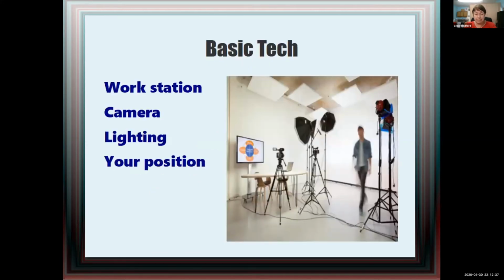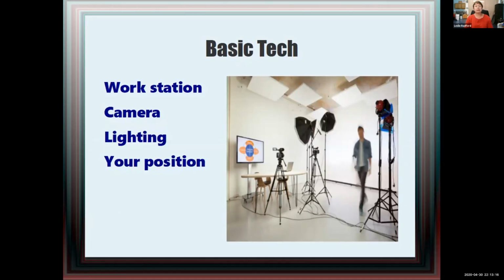Basic tech. Now, I'm talking basic here. I don't expect you to have a fully equipped studio or anything like that, but you will probably need a workstation, meaning a table and a chair. You'll want to adjust your camera so that it's at about eye level. Okay. And if that means propping your laptop up on some books, then prop your laptop up on some books.